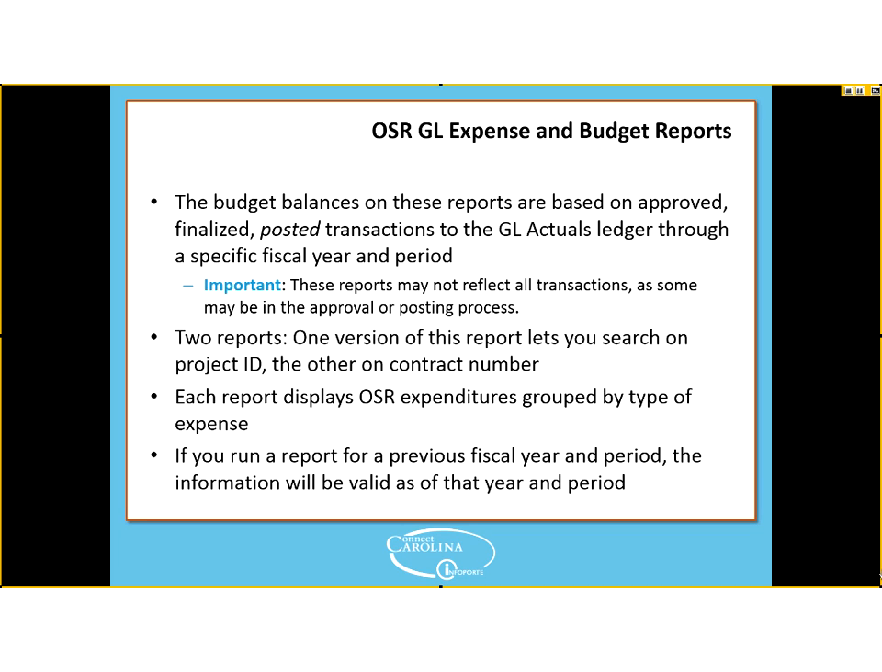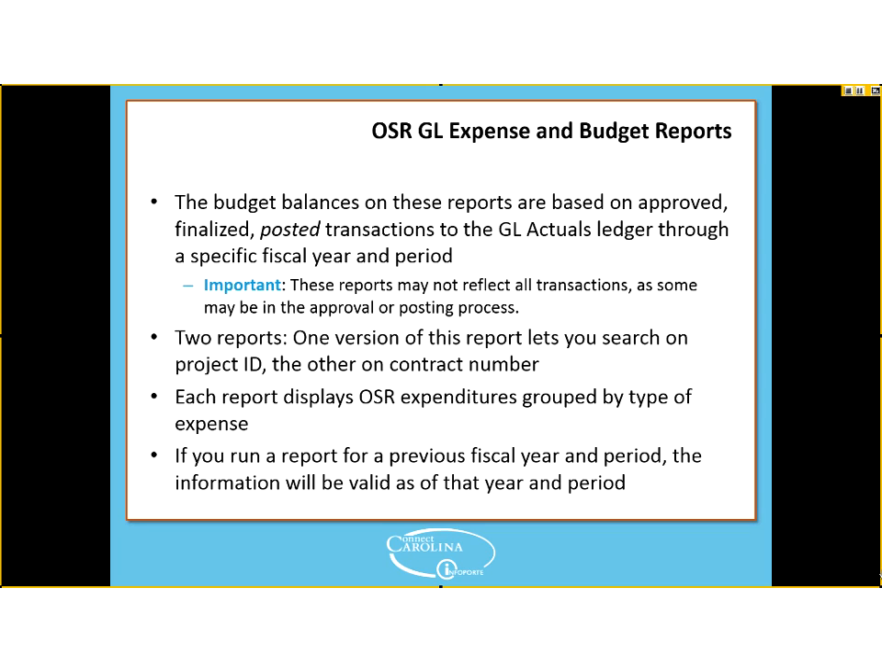So when we actually go to run the report, you're going to see we're going to the same place every time, but you're going to get to select between 2 of them. Each report is going to display OSR expenditures grouped by the type of expense. This is actually based on the invoice tree. If you know about trees, that's what we're talking about. But you can kind of think of them just grouped together by similar type.